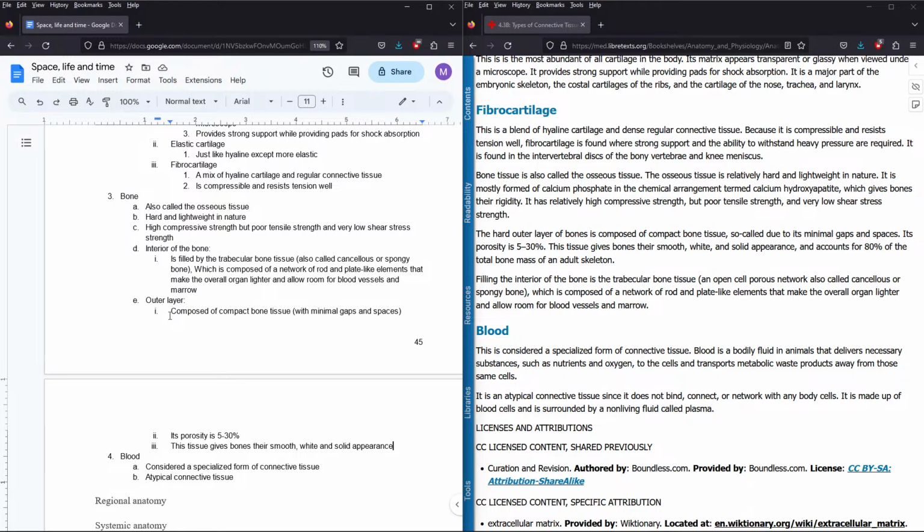The appearance accounts for 80% of the total bone mass of an adult skeleton. Should specify. There we go.